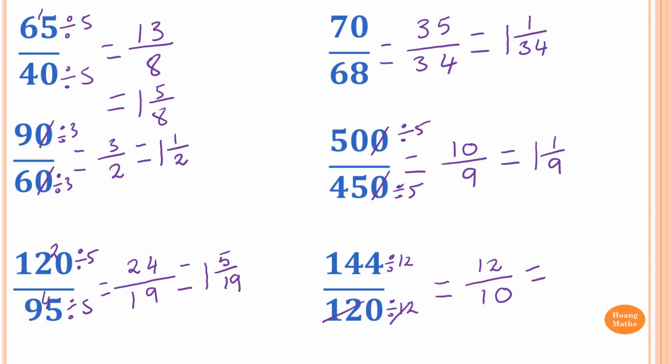Then both I can divide by 2. So 12 divided by 2 is 6. 10 divided by 2 is 5. So 6 over 5, I cannot simplify any further, but it is an improper fraction, so we just need to write it in mixed numeral. So 5 go to 6 is 1, remainder 1, so 1 and 1/5.